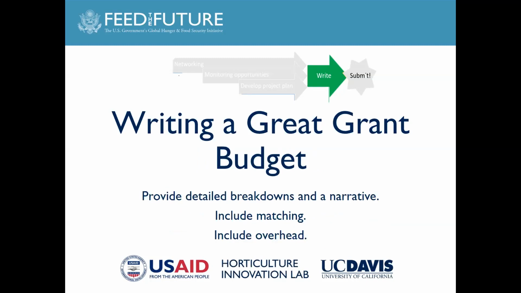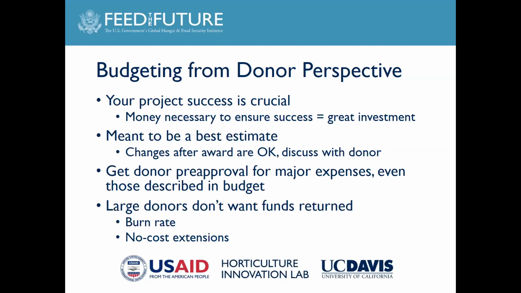Now, what I do want to dig into right now is writing a great grant budget. This is a topic that's very challenging for people, so we wanted to make sure to cover it today. We're going to talk about breakdowns, narratives, matching, and overhead. Budgeting from a donor perspective. For the donor, your project success is the most important thing. And the way they see it, money is necessary to ensure that success. So they want this to be a great investment.